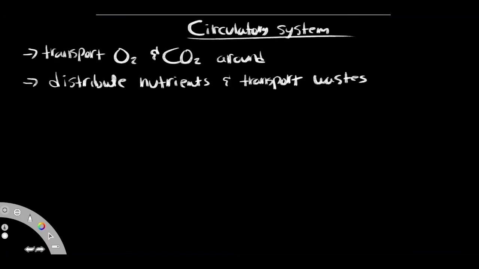So there are 11 systems out there. The circulatory system is one of them, but they all work in conjunction with one another. All right, it also maintains body temperature. And the last one, it circulates hormones.